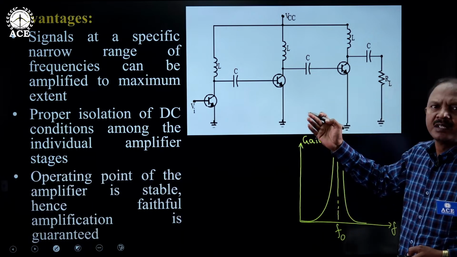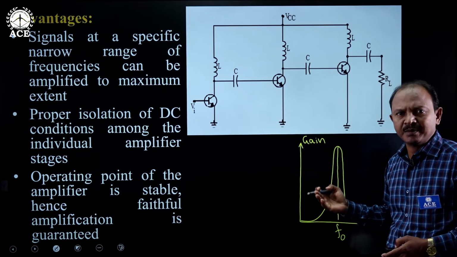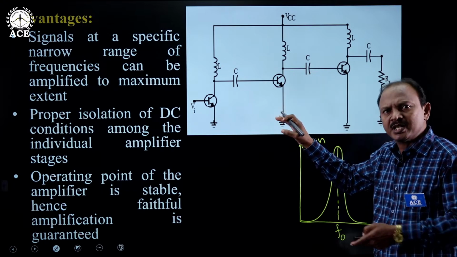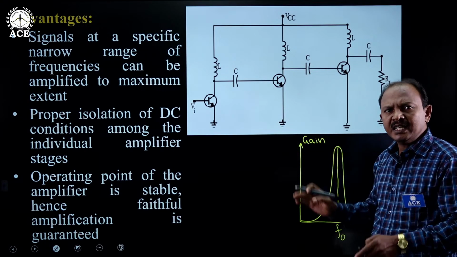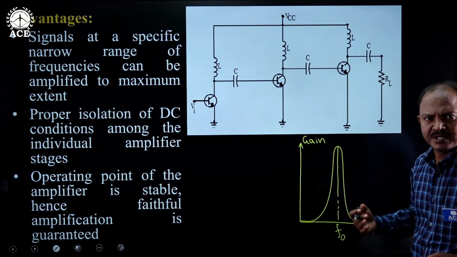Once the DC conditions are properly isolated, that leads to operating point stability. That means an individual amplifier's operating point, where it is already established, remains there only. Therefore, there won't be any shift in the operating point. If there is no shift in the operating point, faithful amplification is always guaranteed in amplifiers.